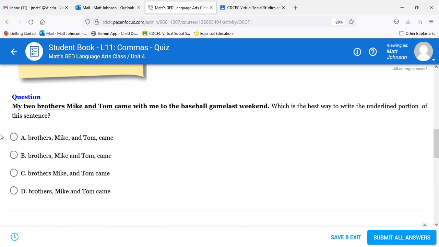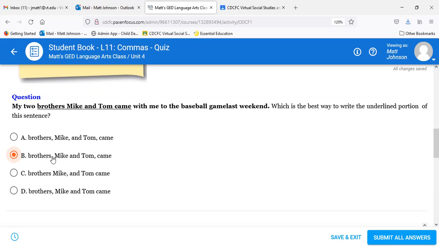B, yeah. So here, and that's something else I should mention as well. You don't need a comma in between just two items. In this case, like Mike and Tom, you wouldn't separate that. So here, right, we have a complete sentence without Mike and Tom. My two brothers came with me to the baseball game last weekend. So we have additional information, and we're going to use B here. So to set in more information, in this case, the names of the two brothers.